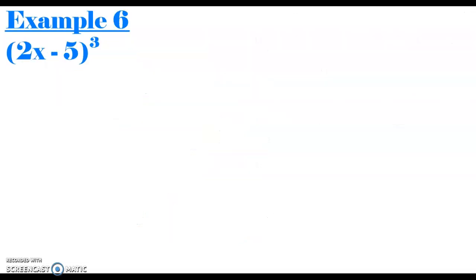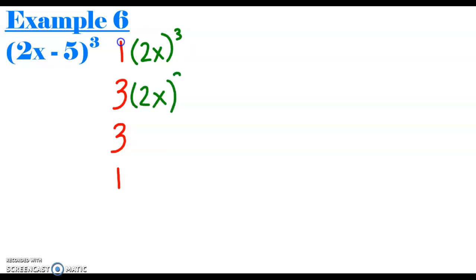All right, let's check out one more. We got power of 3. If you look back, power of 3 goes 1, 3, 3, 1. So this one's definitely going to be more difficult. 1, 3, 3, 1. Because our first term is 2x, I have to do 2x to the power of 3, 2x to the power of 2, 2x to the power of 1, and then 2x to the power of none.